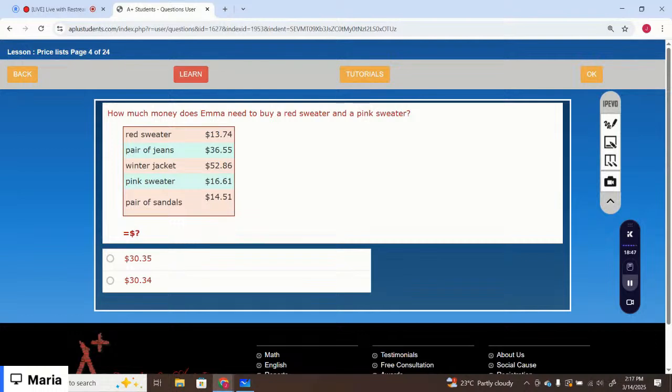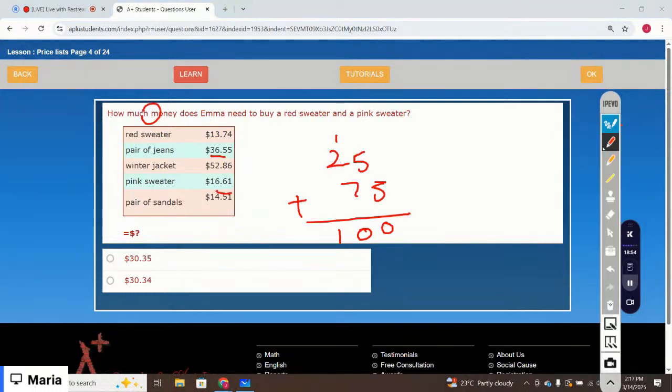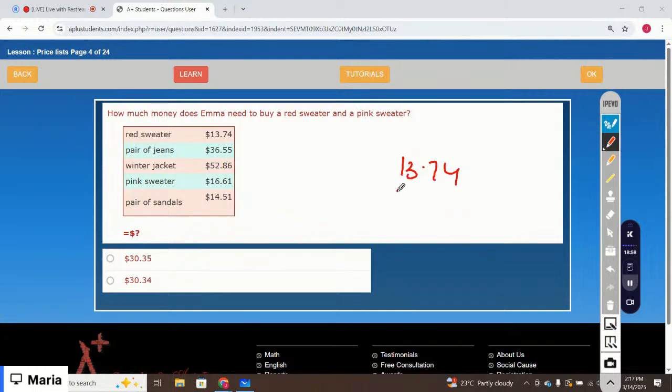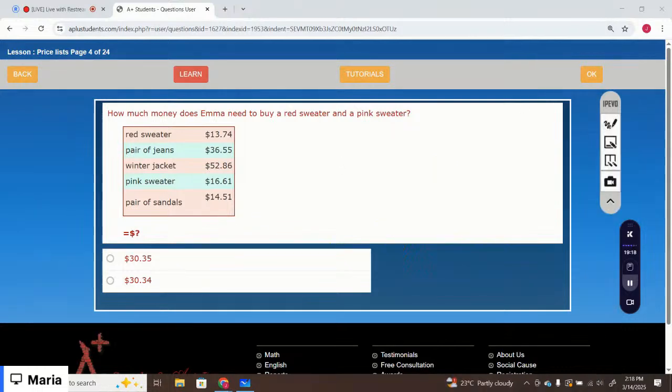How much money does Emma need to buy a red sweater and a pink sweater? So the red sweater costs $13.74 and the pink sweater costs $16.61. You just have to add them. 4 plus 1 is 5, 7 plus 6 is 13, 1 carry. 6 and 3, 10 and 1. 6 and 3, 9 and 1, 10, 0. 1 carry 1, 2 and 3. That is $30.35. Option number 1 is the correct option, that is $30.35.